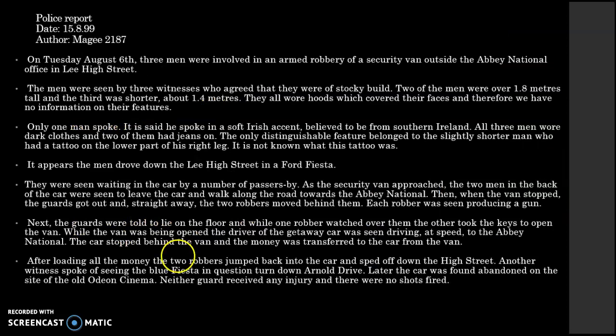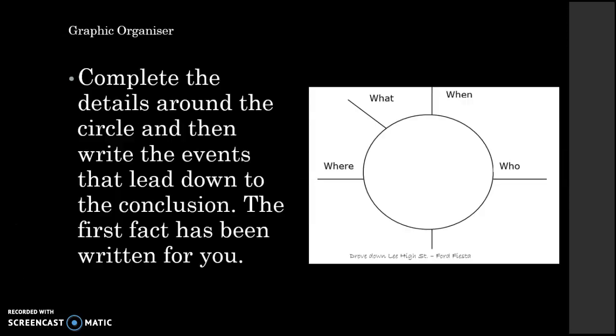We won't read it together, but you should read it yourself and take note of the language in there. And so you're going to read this and you're going to extract information about it and you're going to complete the details and put them around the circle that lead to the conclusion, right? It says the first fact was written for you, so that's down here. Drove down Lee High Street, Fiesta. Okay. So you've got this activity and it's going to lead towards a conclusion.